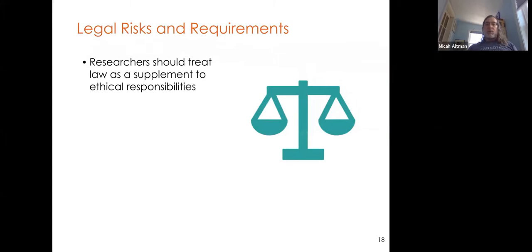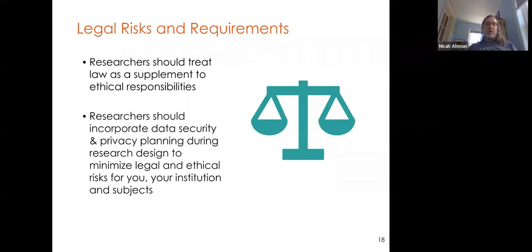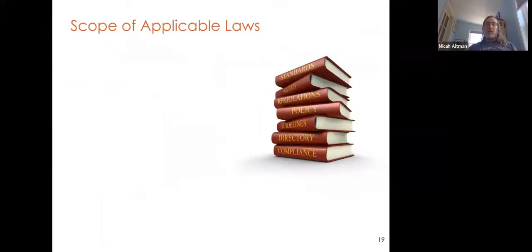Furthermore, there are legal risks and requirements, and I assert that researchers should treat the law as a supplement to ethical responsibilities. You need to comply with the law. It is part of being ethical. It is not the beginning or end of ethical responsibilities. To do this, you'll need to incorporate data security and privacy planning during your research design, both to minimize the legal risks to you and your institution and the ethical risks to your institution and data subjects.